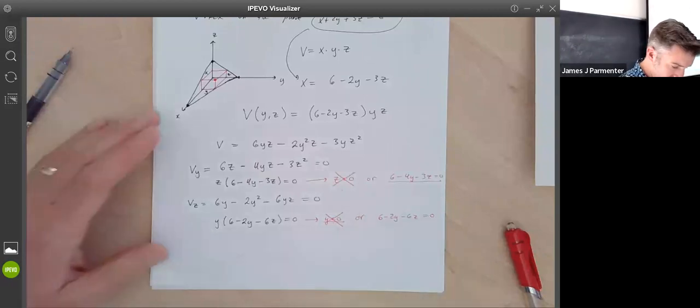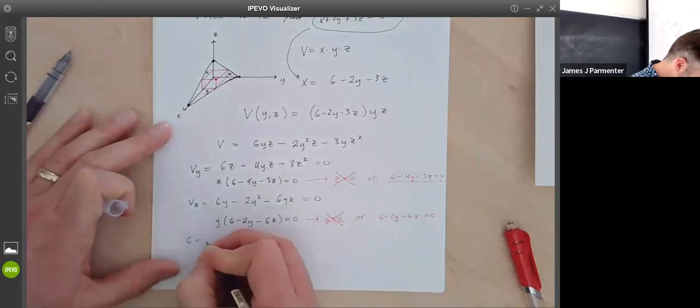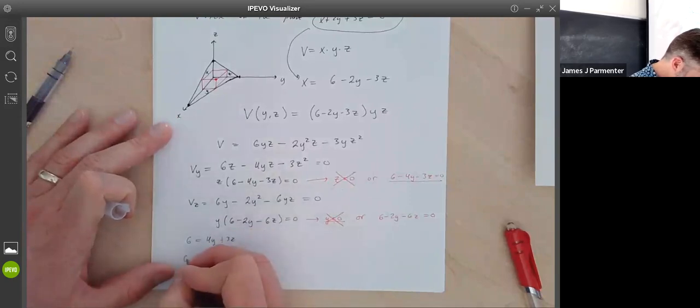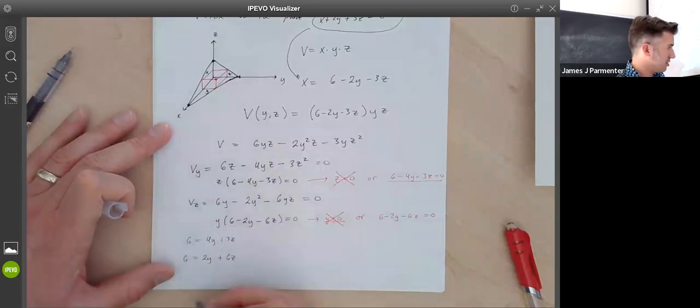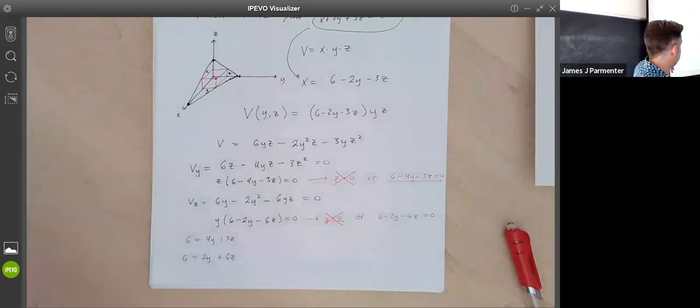What I would probably do is say they're both equal to 6. So 6 equals 4y plus 3z and 6 equals 2y plus 6z, and then set those equal to each other. There's lots of different ways to solve a system like this. I saw they both had a 6, and I'm like, oh, isolate the 6 and then set them equal to each other.